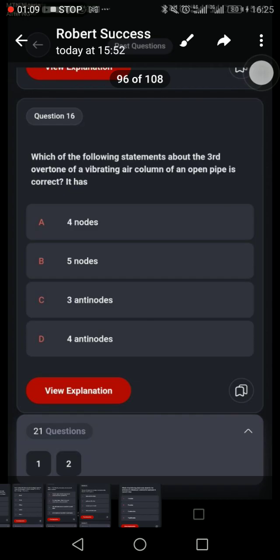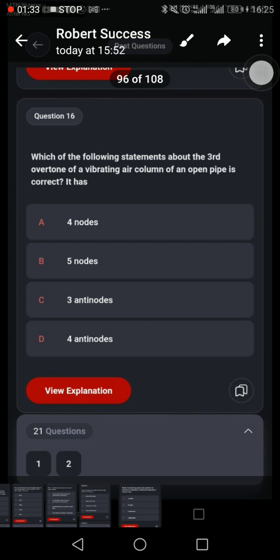Now, in an open pipe, an open pipe starts with an antinode and ends with an antinode, right? Open ends, the 2 ends are open. So antinode at the first, antinode at the second. So between the 2 antinodes, you must have a node. That is the simplest form you can have, the basic form. You must have a node.